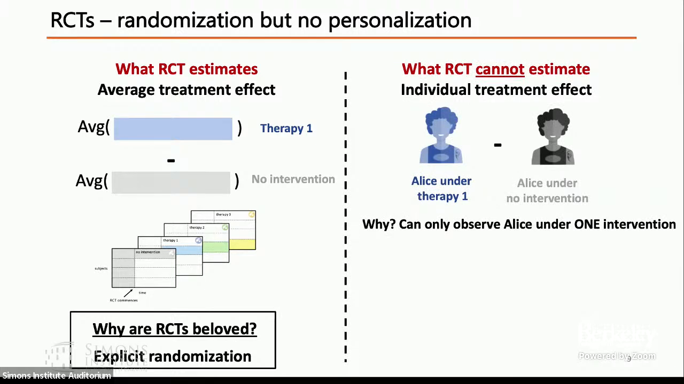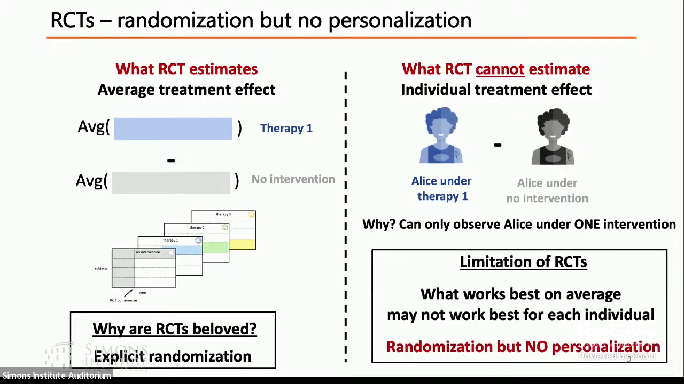For example, what happens to Alice under therapy 1 minus Alice under no intervention? Why? Because obviously you can only observe Alice under one intervention. Right? So this is kind of the limitation of RCTs, is that what might work best on average may not work best for each individual. Right? So there's randomization, but there's no personalization.